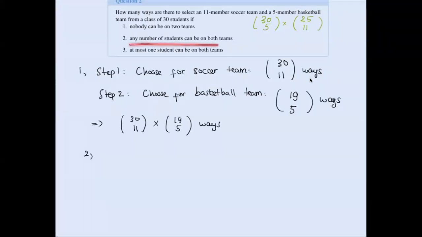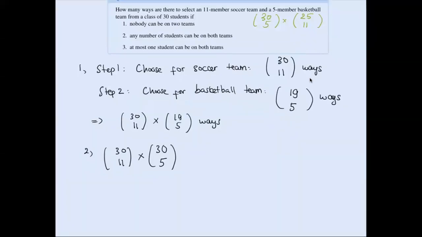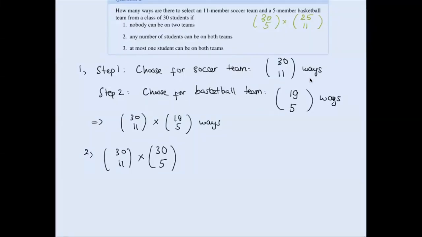I allow any number of students to be on both teams. So again, first I choose the members for the soccer team, 30 choose 11. And step 2, now I don't have a restriction like part 1. So out of the original 30 students, I can choose any 5 students to be on the basketball team as well. So this would be my answer for 2.